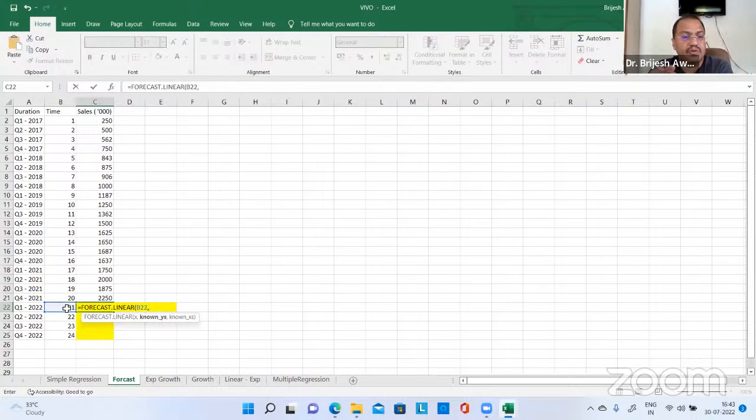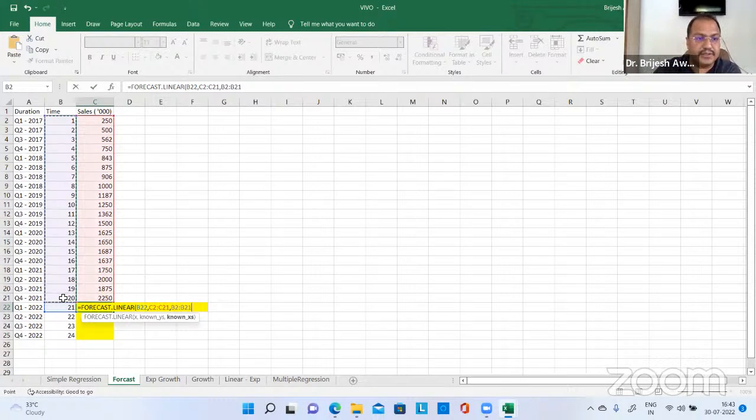And I'm just going to put a comma. When I put the comma, the second argument is what? Known Y series. It is mentioned known_ys, that is, known Y series. So this is my Y series, and I told you earlier that your dependent variable is known as Y series, as well as your independent variable is known as X series. So I just select the Y series. Then I'm going to put a comma to get the next argument, and the next argument is known X series, right? And I'm just going to select the X series.